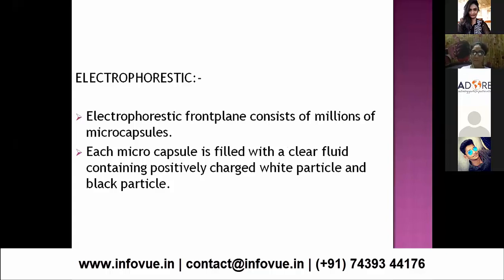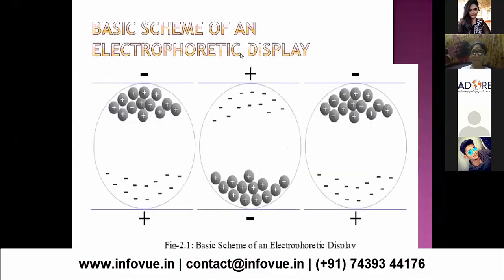As you saw in the last diagram, the middle part of the black particles and white particles is the clear fluid containing positively charged white particles and negatively charged black particles. This is the basic scheme of an electronic display. These are the positive electrodes, these are the negative electrodes. In the middle of it, the clear fluid is present.